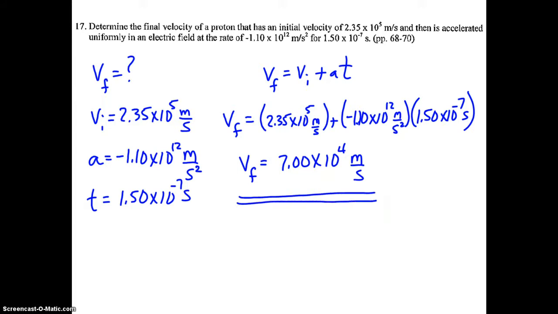I would encourage you to ask any questions you have when we get to class tomorrow, if you didn't understand how to do either one of these problems, before we go ahead and tackle number 18 and 19 in class.